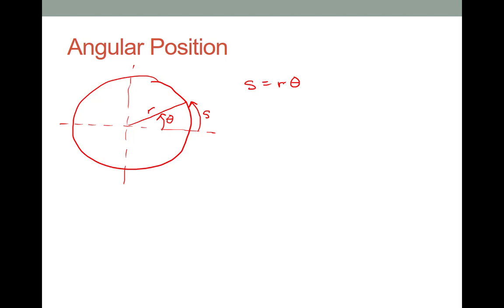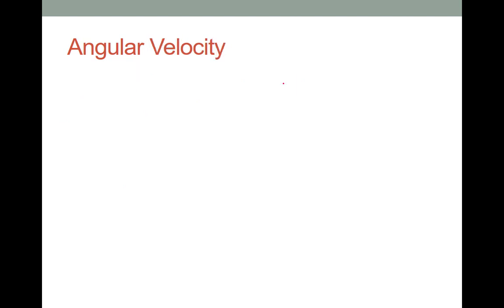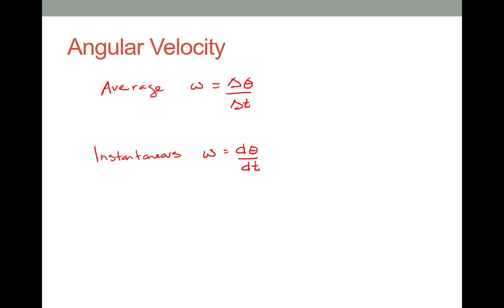Okay. The next question we might ask is, well, how quickly did it go through this angle? That's a measure of angular velocity. Just as we had for linear velocity, angular velocity has two forms. It has the average angular velocity, which is found by taking the change in angle over the change in time. Or we can ask about the instantaneous angular velocity, which is found with a derivative of the angular position with respect to time.